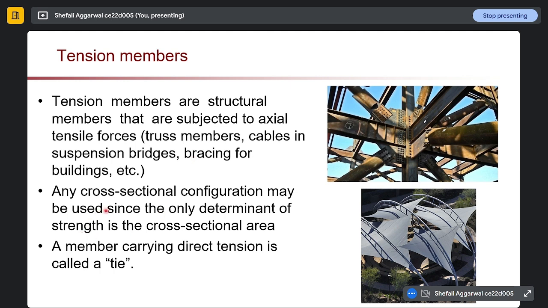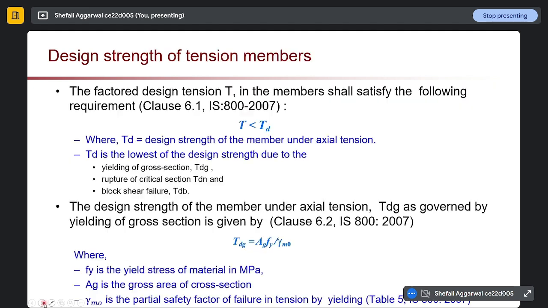For the tension members, normally we can use any type of cross-sectional area. It can be I section, C section, or any type of built-up section. We can use any type of cross-sectional configuration because the only determinant of strength is the cross-sectional area. So any type of configuration is okay with these tension members. And if a member is carrying direct tension, then that member is called a tie. All this we have already studied last week.